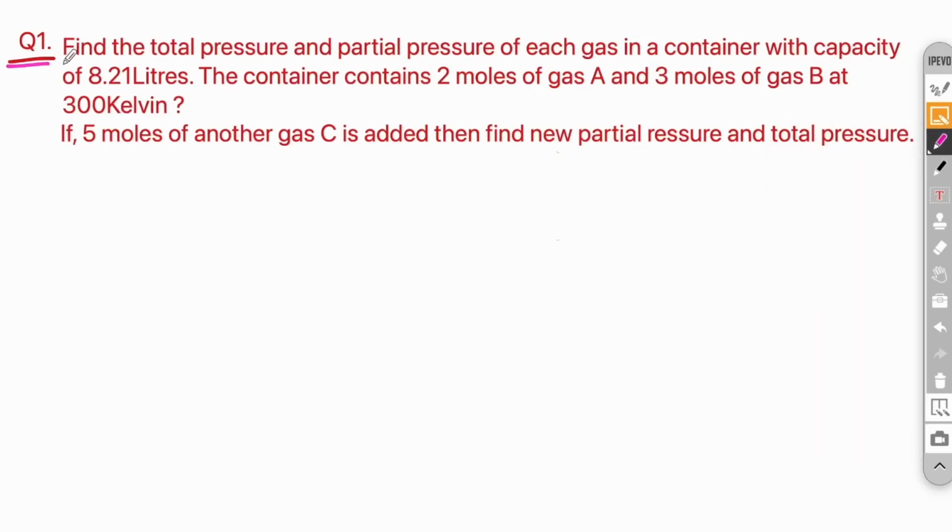The first problem here is: find the total pressure and partial pressure of each gas in a container with a capacity of 8.21 liters. The container contains 2 moles of gas A and 3 moles of gas B at 300 Kelvin. We'll solve the first part first, then we'll move to the second part.